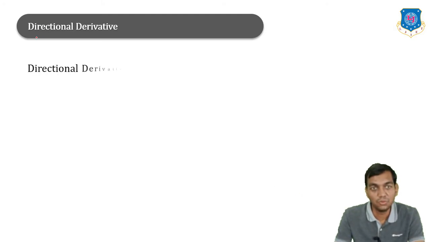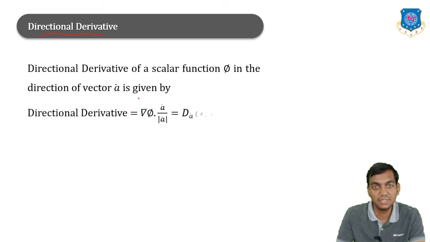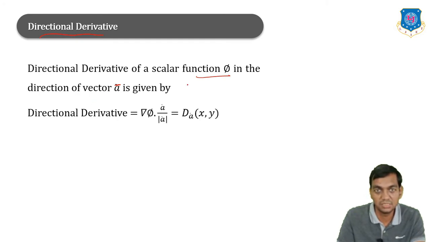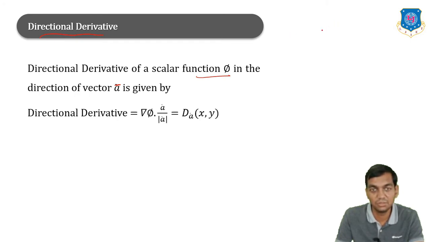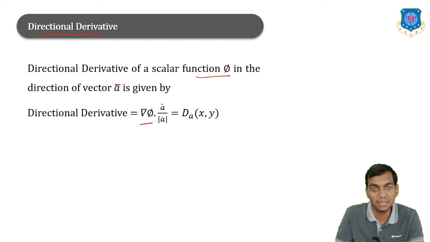So now we are going on to the directional derivative. Now what is the directional derivative? If you have any scalar function phi and you have to find the directional derivative in the direction of a vector a bar, that means you have any surface and any vector, and you are finding the directional derivative of that surface in that direction, then it is given by grad phi dot a bar upon mod a bar. Okay, and that is also denoted by d a bar of x comma y.